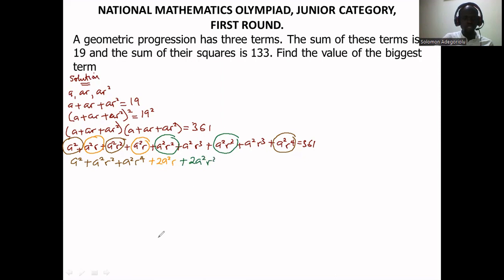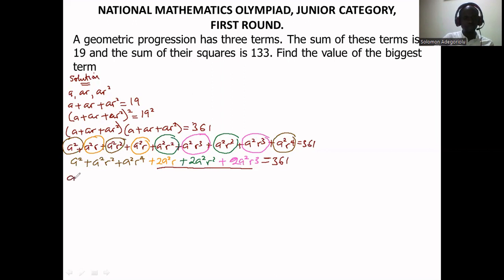And the last one there that I'm going to pick is this. Here we have A squared R raised to power 3, and here A squared R raised to power 3, which will be 2A squared R raised to power 3. Then the result is equal to 361.